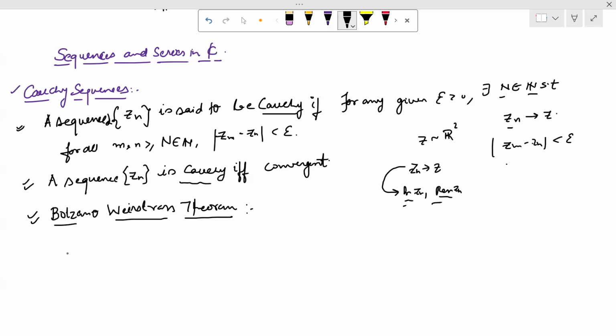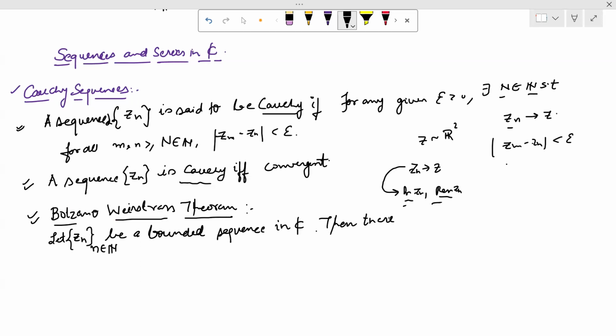Almost a similar statement you will have in complex analysis. That is, let Zn be a bounded sequence in C. Then there exists a convergent subsequence. So this is an important theorem.